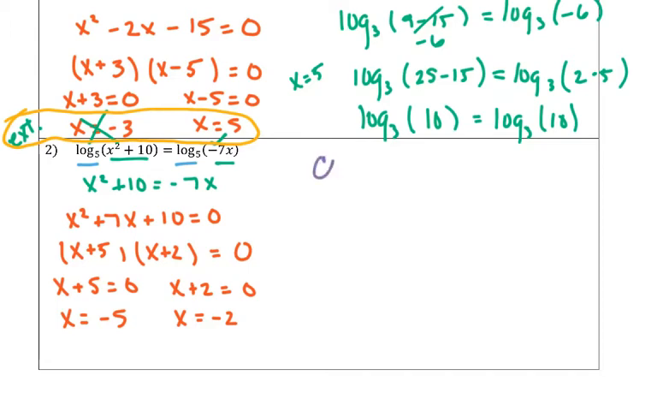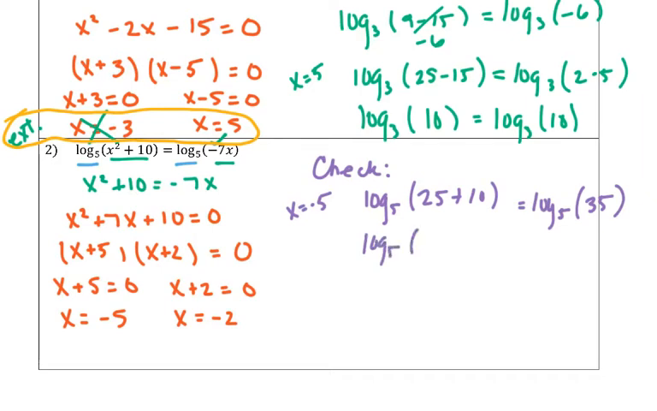All right, so we are going to check. The first one that we are going to check is x equals negative 5. So log base 5 of negative 5 squared, which is 25, plus 10 equals log base 5 of negative 7 times negative 5, which is positive 35. Log base 5 of 35 equals log base 5 of 35. And you can see that obviously those are equivalent, so that works. And you're taking the logarithm of a positive number, so that also works. So that is a solution.